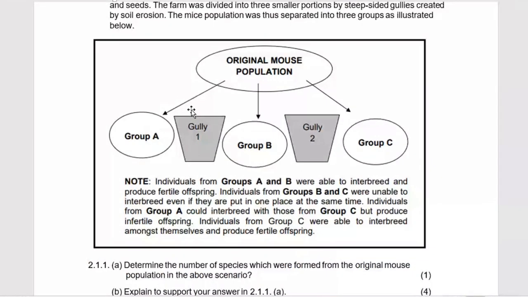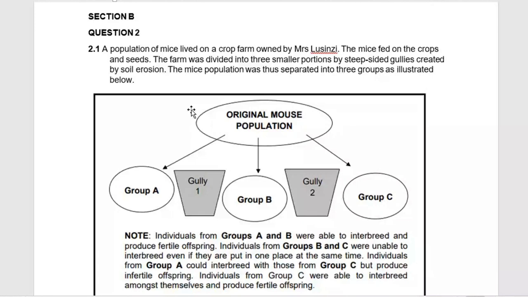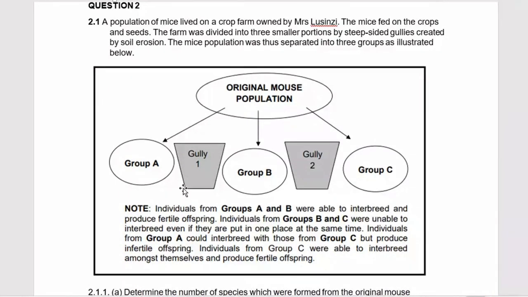It's basically someone who has mice in different areas. So there's group A, group B, and group C. Meaning that you started out with one population of mouse, and they got split up by a physical barrier. So this should already remind you of speciation. And then it explains that individuals in groups A and B are able to interbreed, meaning A and B can interbreed and have offspring, whereas B and C can't interbreed and can't have offspring. So you can work through this.